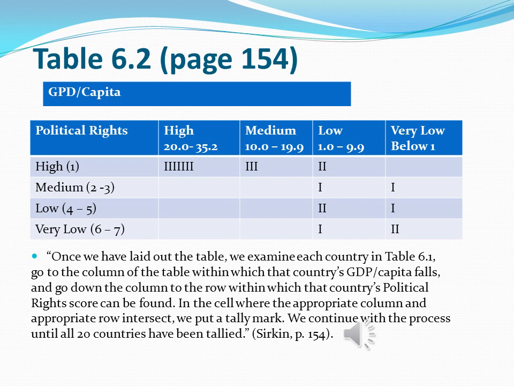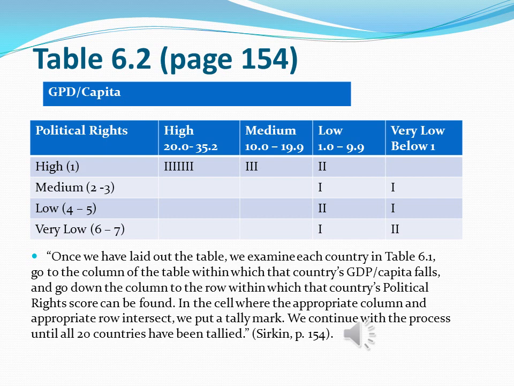Now let's look at the next row, political rights medium, 2 to 3. You work across, there's 0 for high, the frequency for medium is 0, there's 1 for low, and there's 1 for very low, which again is below 1,000. And then the next row down, which is political rights low, 4 to 5, there's 0 again for high, 0 for medium, there's 2 for the low, and 1 for the very low, below 1. And then for very low, which is 6 to 7, notice again there's 0 for high, 0 for medium, 1 for low, and 2 for very low, which is below 1,000.